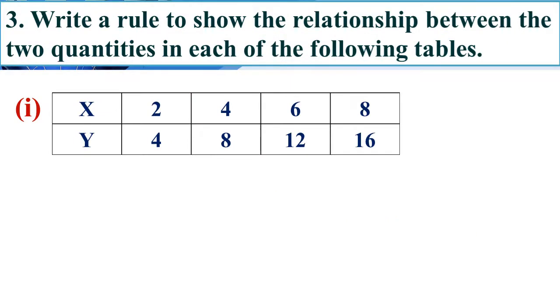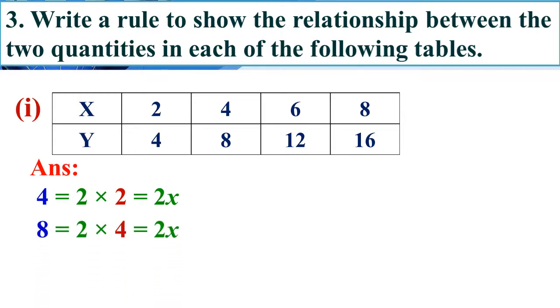Third problem. Write a rule to show the relationship between the two quantities in each of the following tables. So here 4 equals 2 into 2. So we have to write 2x, because here the x value is 2. Next, 8. So 2 fours are 8. Here 4 is the x value. So here we have to write 2x.